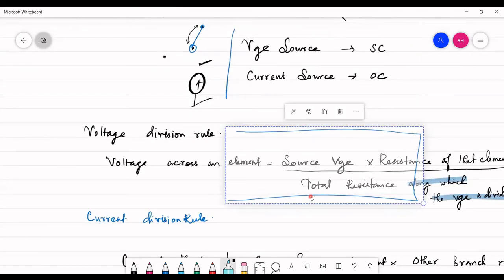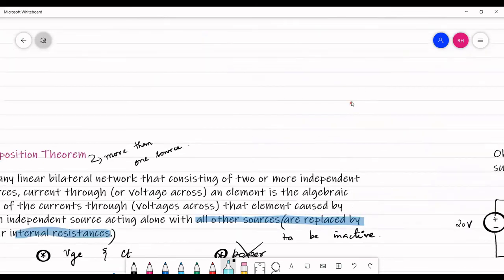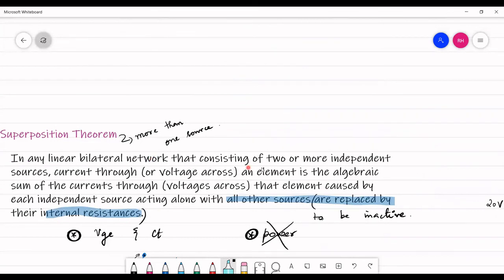Let me once again read the statement of the superposition theorem. Superposition theorem states that in any linear bilateral network that consists of two or more independent sources, current through or voltage across an element is the algebraic sum of currents through or voltage across that element caused by each independent source acting alone, with all other sources replaced by their internal resistances. That is, you have to make all other sources inactive. Okay, that's superposition theorem. Thank you.